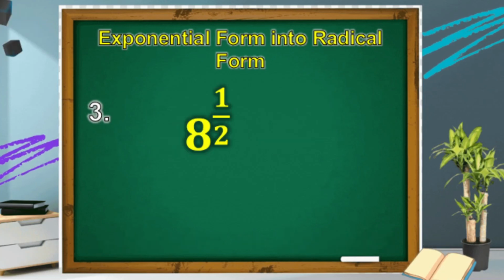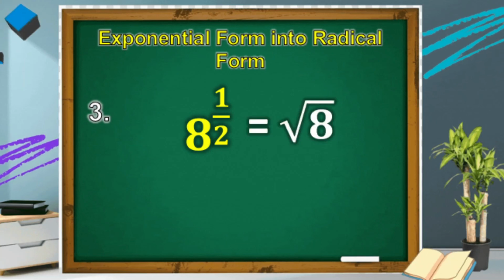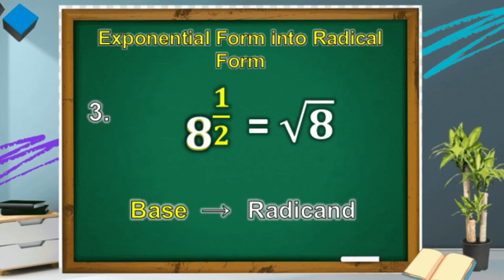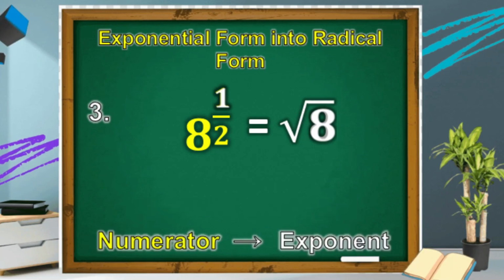Number 3, 8 raised to 1/2. It can be written as square root of 8. Si denominator 2 is the index. Since 2 yon, square root na lang yon. Or imaginary 2 na yon. And then, si 8, siya yung magiging radicand, which is the base sa exponential form. And then, yung numerator 1 is the exponent. Since 1 yon, imaginary na lang yon.